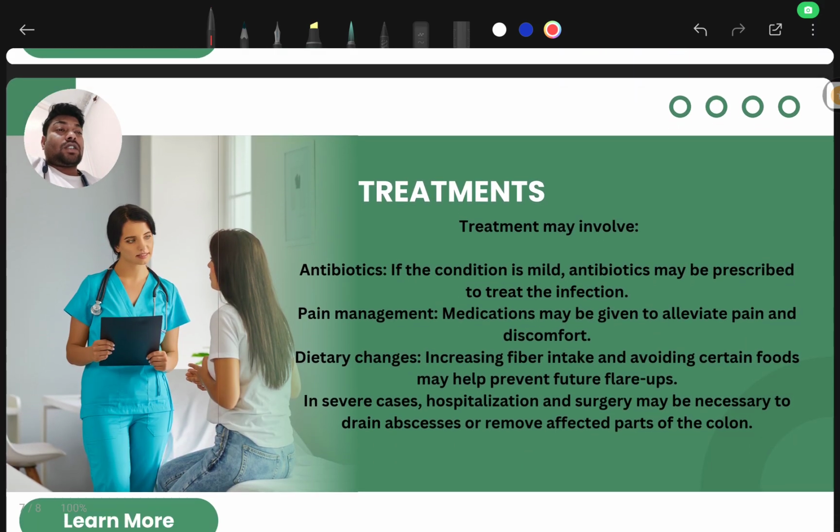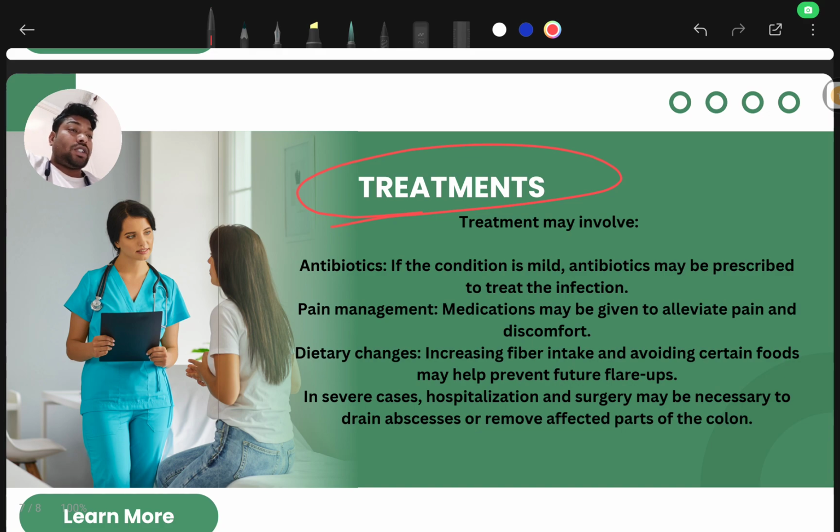Now let us talk about the treatments. So treatments may involve antibiotics, okay. If the conditions is mild, antibiotics may be prescribed to treat infections, okay. So as there is infections occurring in the wall of colon, so for the infections we use antibiotics.